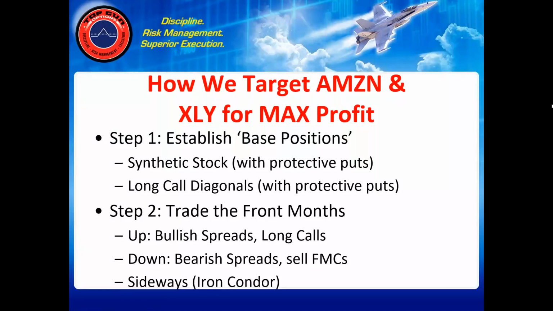But when we trade the front month, folks, we can employ 3 different tactics. If it's going up, we're bullish with some spreads or calls. If it's going down, bearish spreads or sell some calls. If it's moving sideways, yes, we can make money as an options trader with the tactic called an iron condor.